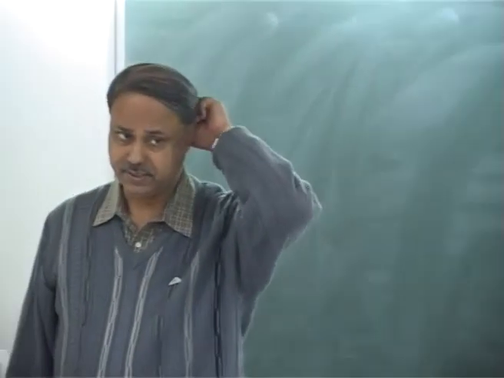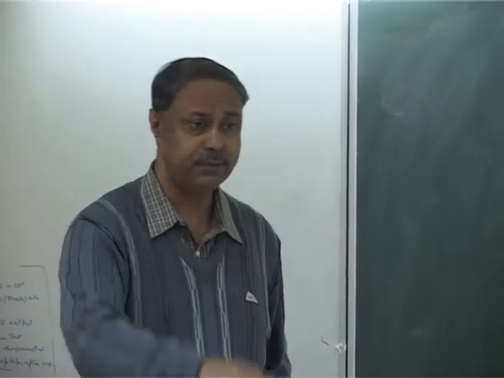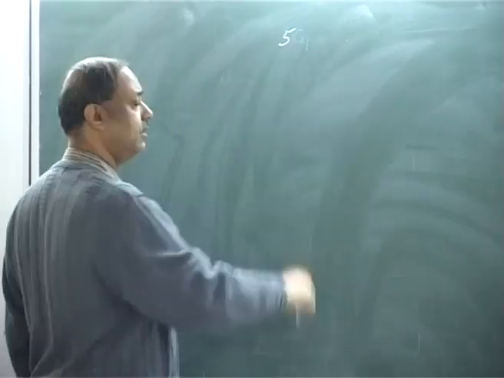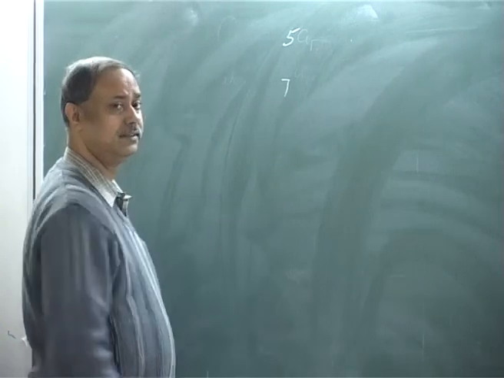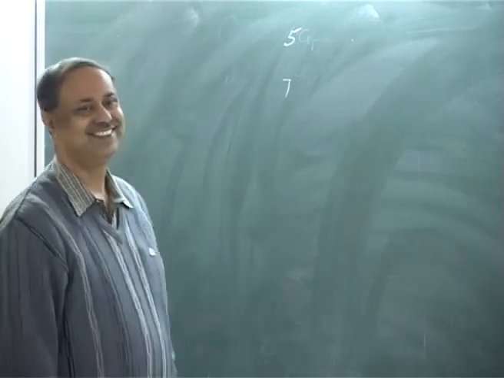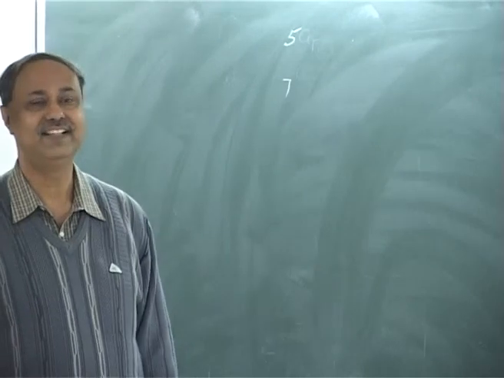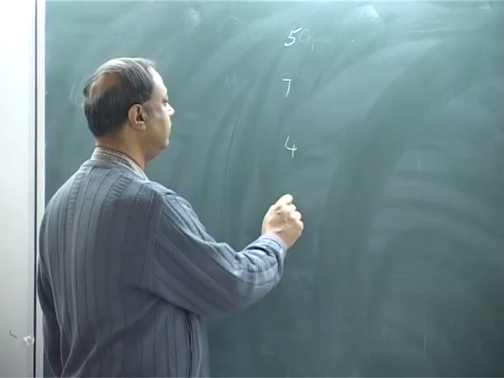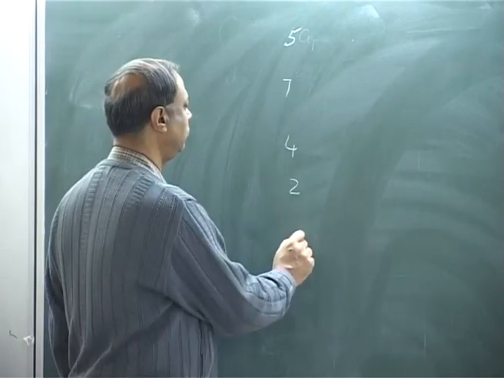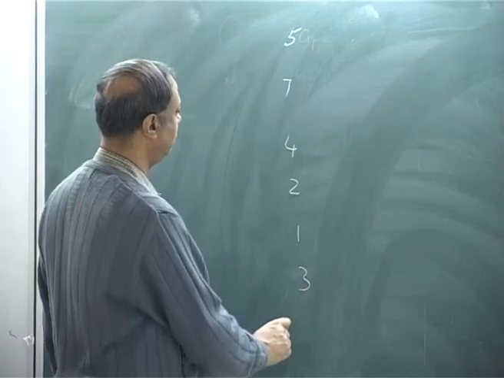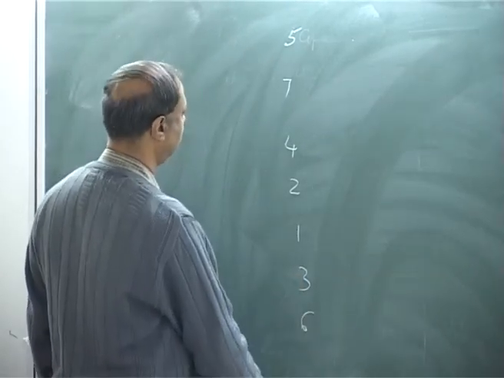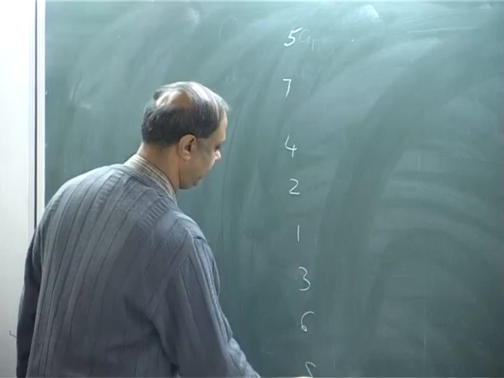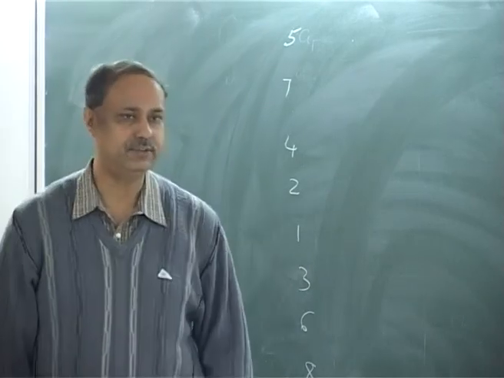Tell me 8 random numbers. One of them you tell. 5? Okay. The next number? 7? 4? Then? 2? 8. Okay. These are the 8 numbers you have.